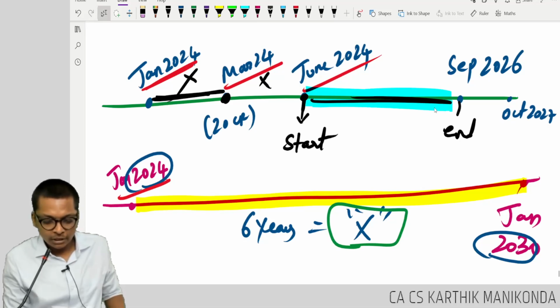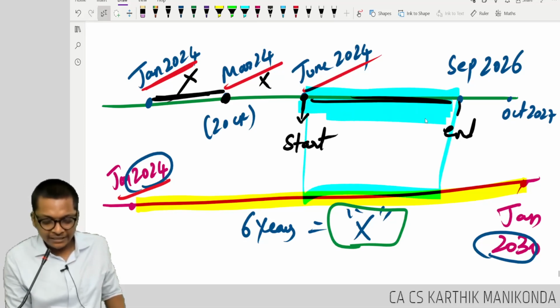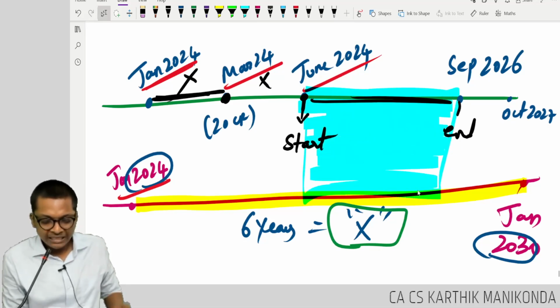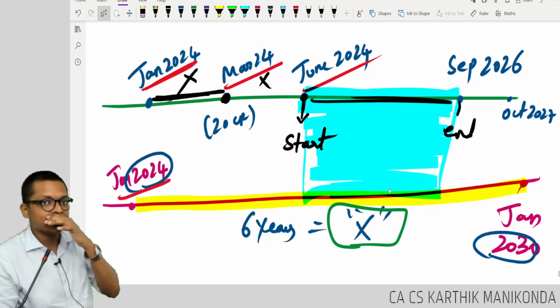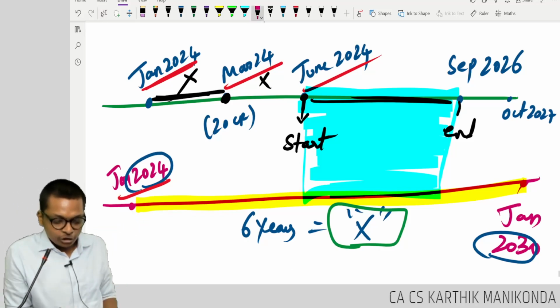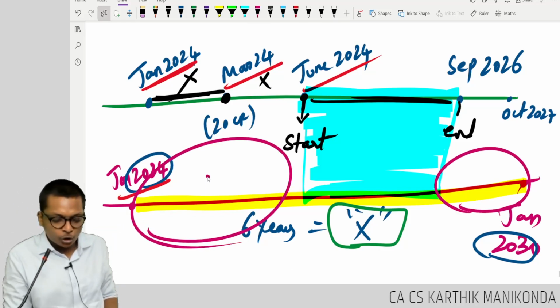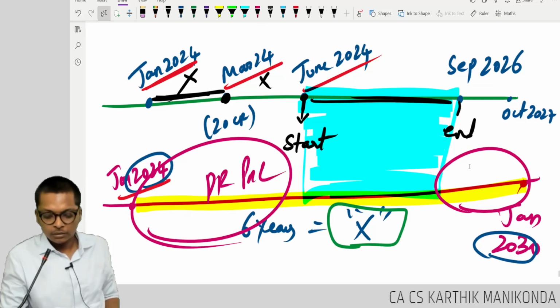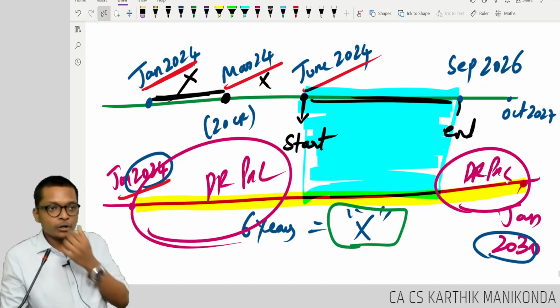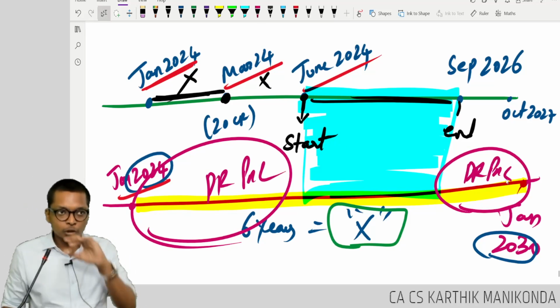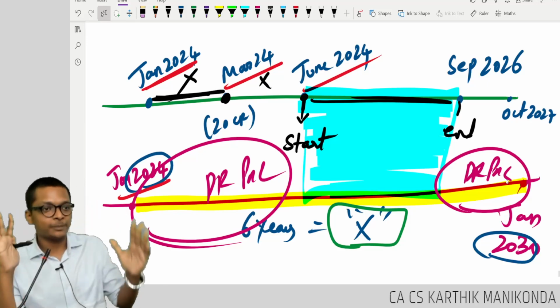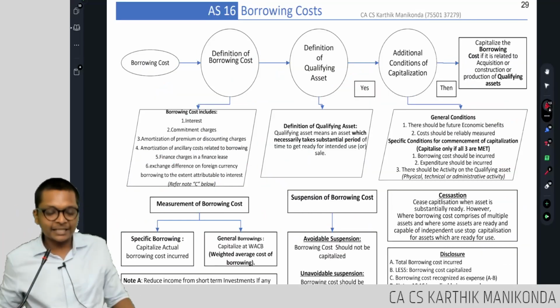This common period of interest, whatever I am shading in blue, the interest in this period I will capitalize. The rest of the interest, for the other period, what will you do? Debit P&L. Are you following, guys? You got the logic without my giving you the concept points. You got the concept, guys. Now getting to the technical points.